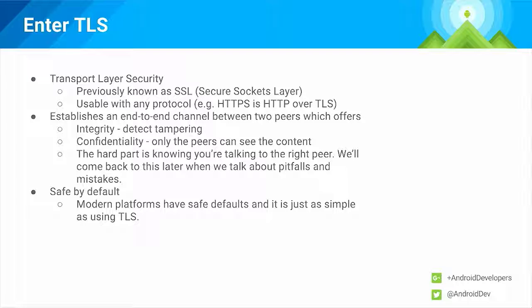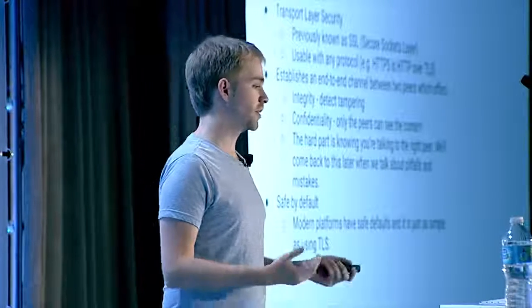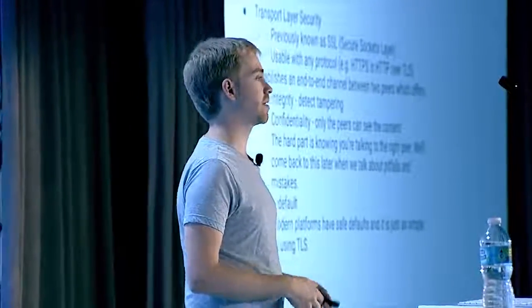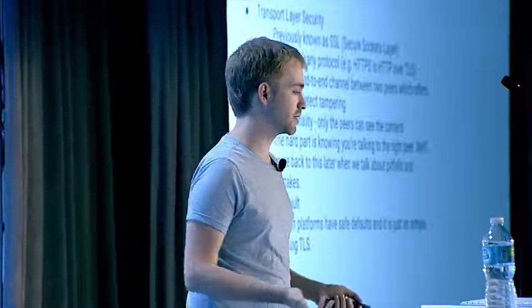And it's used with any protocol. It wraps whatever you want. So HTTPS is HTTP over TLS. SMTP and IMAP have STARTTLS, all these kinds of things. It's completely generic to the protocol. You can use it for whatever you want. And it gives you an end-to-end secure channel between two peers. And you get two very important things from that channel. You get integrity, so if anyone messes with the data in that connection, you know about it, so you can basically throw your hands in the air and say, I'm out. And confidentiality, so only those two peers actually see the data that's being transmitted.